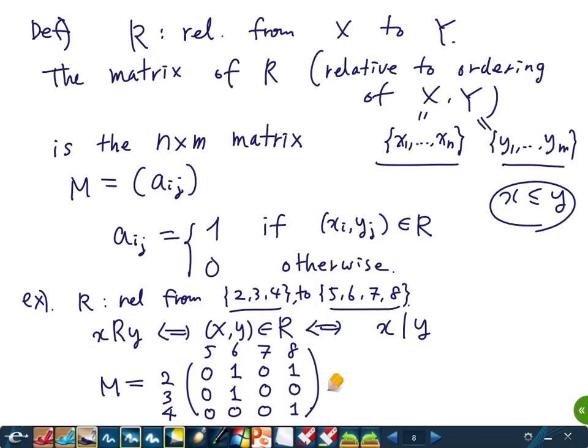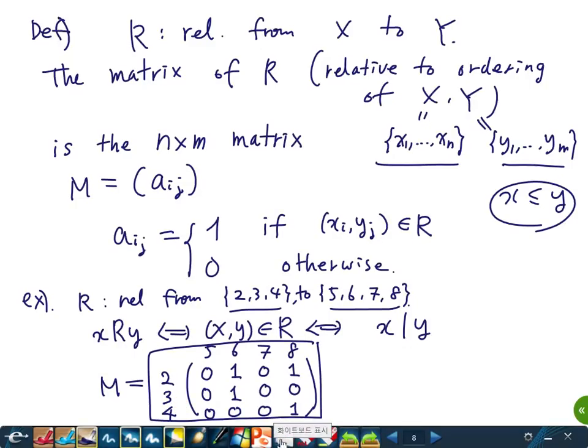You would have this question: why are we doing this? You should ask this kind of question. What's the good thing about this representation? You can say one thing. It's a compact way to write your relation. If you look at this, you can see whether two are related or not quite easily. That's one thing. But there is some better reason for this.